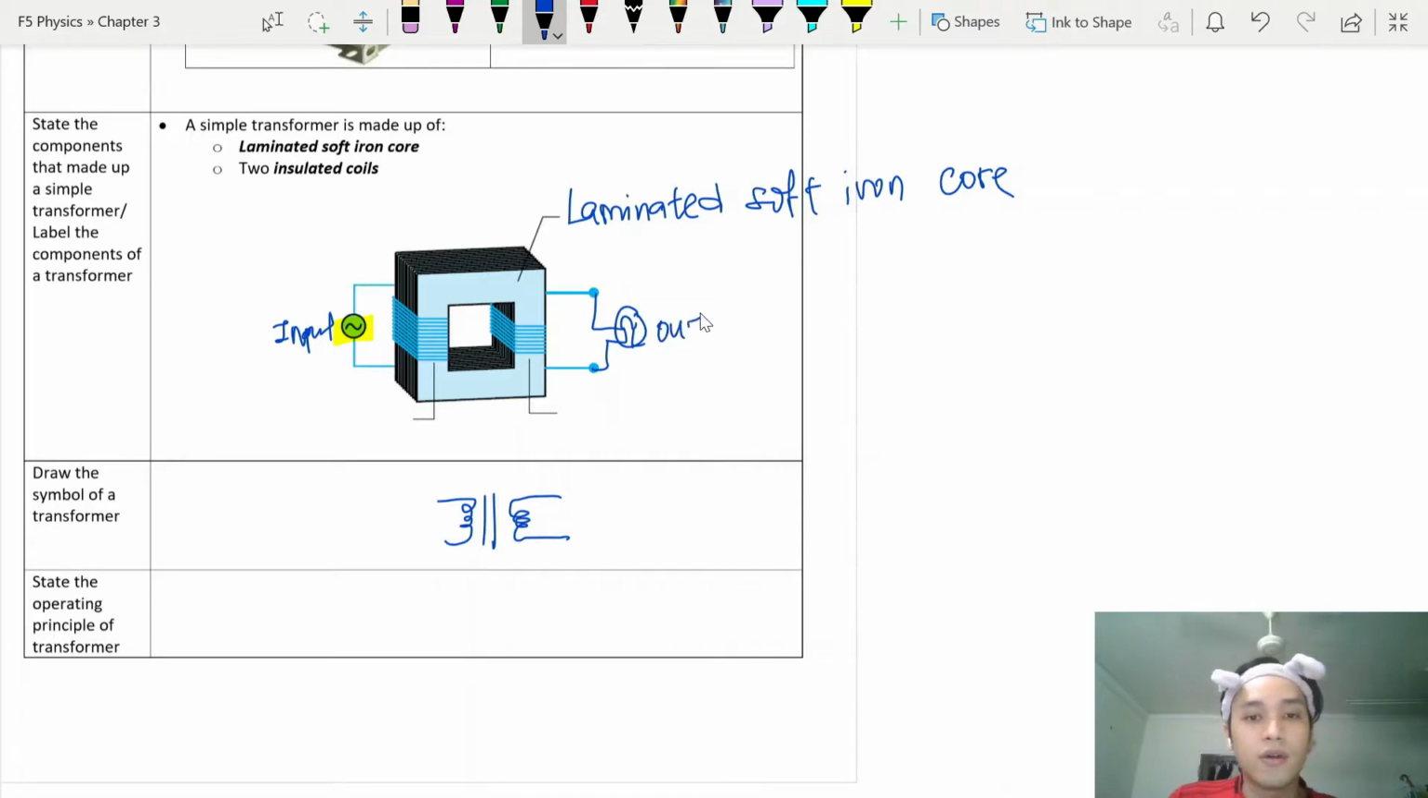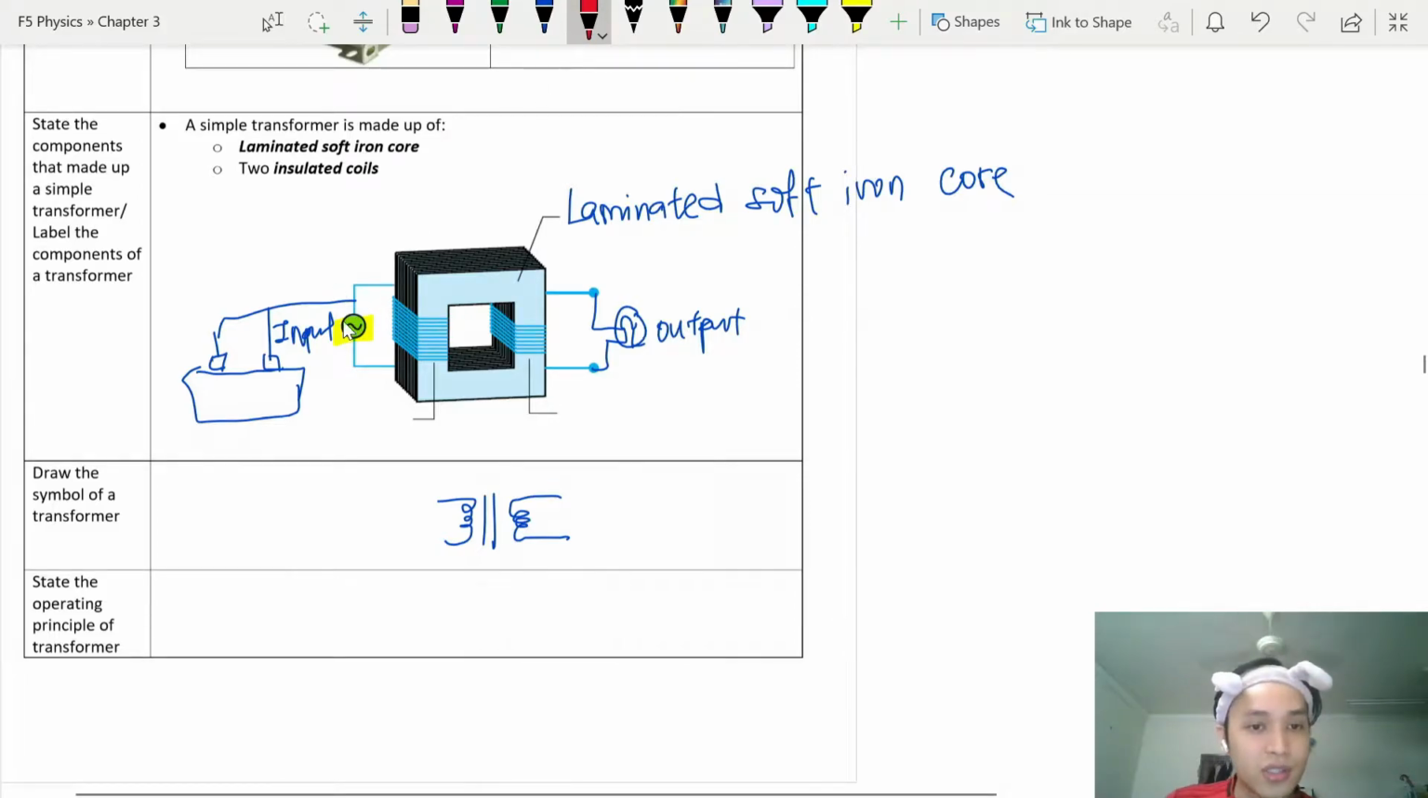Output, something like this. Input. Sometimes they don't use the symbol. Maybe they are going to attach it to a power source. This is a kindergarten drawing of a power source, maybe draw something like this. So you know that this is your input, this is your output.